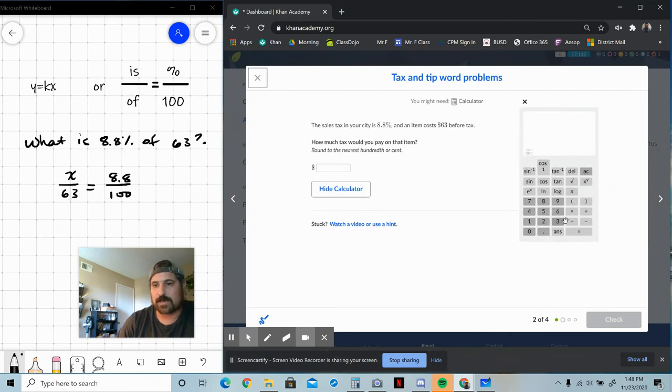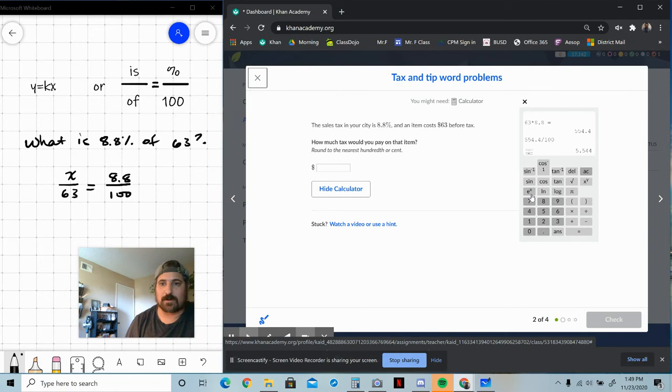So 6.3 times 8.8, get that value, which is 554.4. And then we're going to divide that by 100 because it's 100x that is equal to that. So you take that 554.4 and just divide it by 100, and you're going to get your answer, which in this case happens to be 5.544.